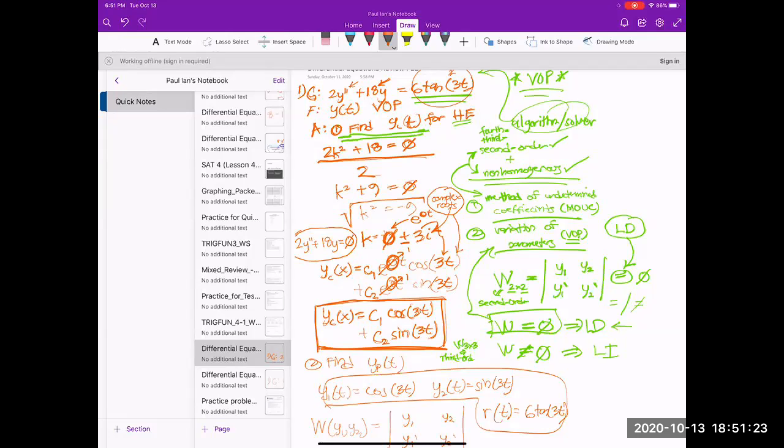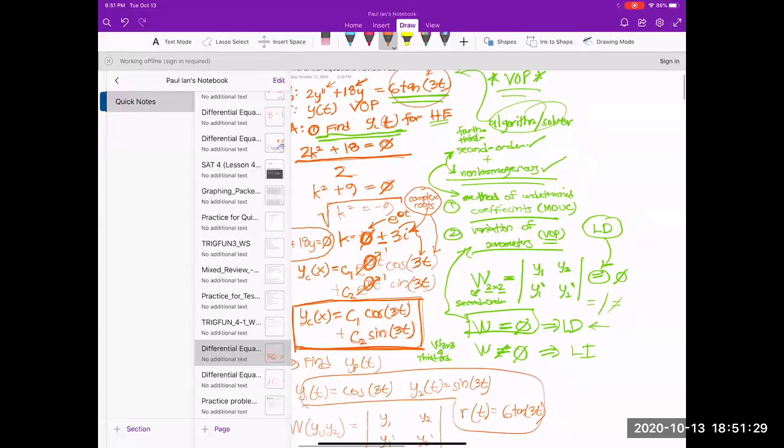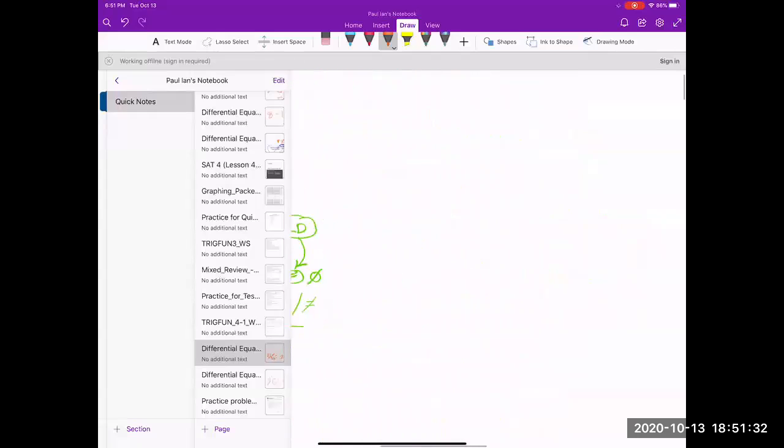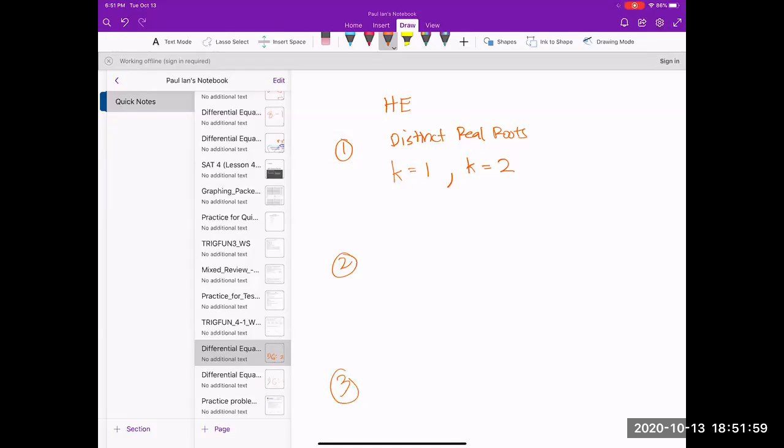Okay, so let's say we ended up not getting an imaginary. You have three things that can happen. You can have this imaginary root, or you can have one root like 1 and another root like 2, and this is what we call distinct real roots. These are all part of the second order homogeneous equation algorithm.